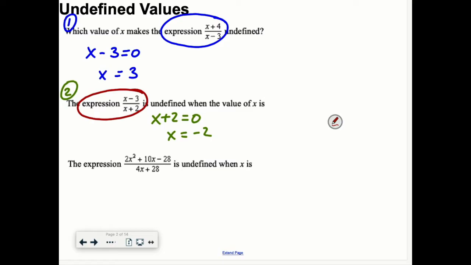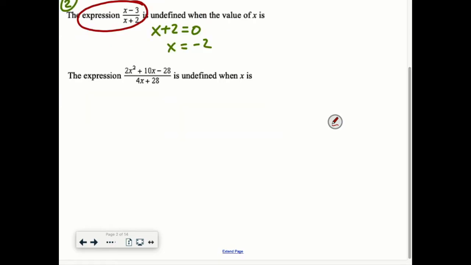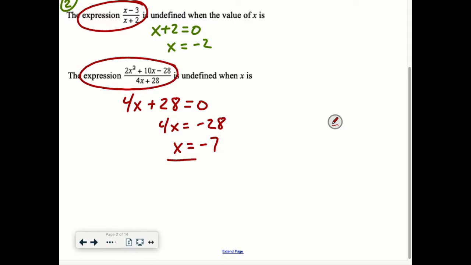Now, this last one, the expression, I'm not reading that out, is undefined when x is, okay, that's a crazy numerator. The numerator doesn't matter. It's kind of just there to throw you off. I'm still just going to set the denominator equal to 0 and solve. So that means I have negative 28, which means x equals negative 7. So this expression is undefined when x is equal to negative 7. Even though that numerator was crazy, we didn't need to worry about it when we're thinking about undefined values.